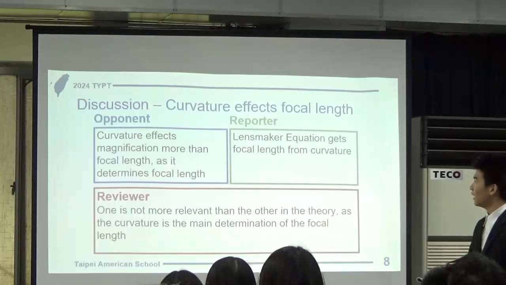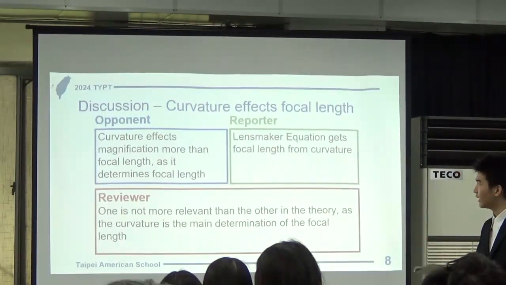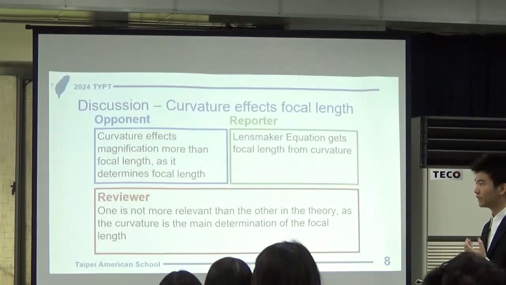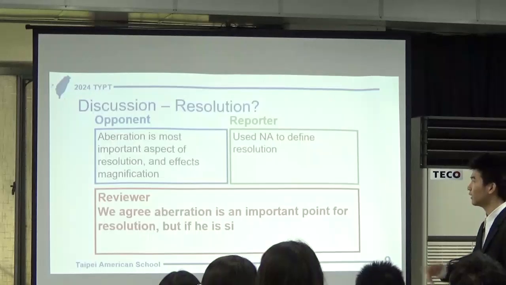And then additionally, they discussed how the curvature affects the focal length. The opponent said the curvature affects the magnification more than the focal length, while the reporter said that the lens equation gets the focal length from the curvature. We agree with the reporter because the lens equation basically just gets the focal length from the curvature, so it's not really a question of which is more important.